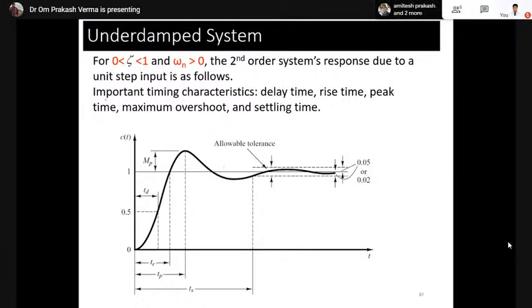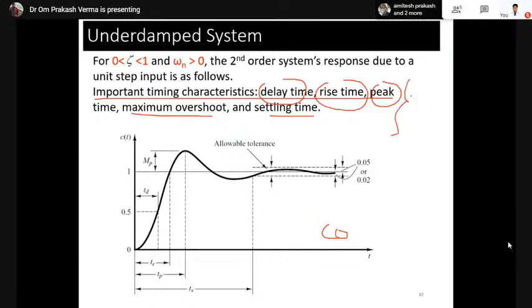These are the control performance parameters mentioned here: the delay time, rise time, peak time, maximum overshoot, settling time, and besides that, in tuning we will discuss the quarter amplitude ratio. We will discuss what this is. So one by one, we will try to clear what the delay time is, what the rise time is, what the peak time is, what the maximum overshoot is, what the settling time is.